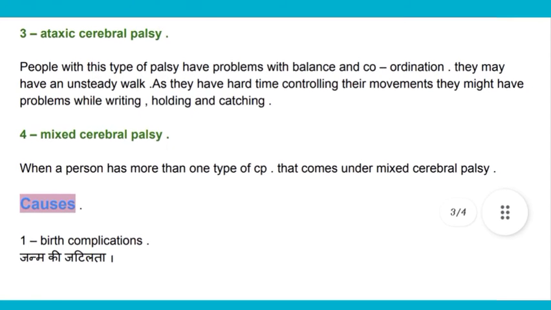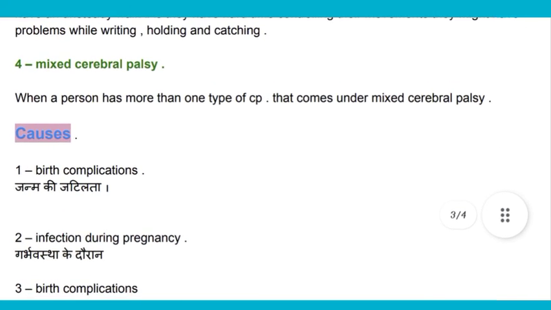Now fourth is mixed cerebral palsy. What is mixed cerebral palsy? When a person has more than one type of cerebral palsy, that is known as mixed cerebral palsy.